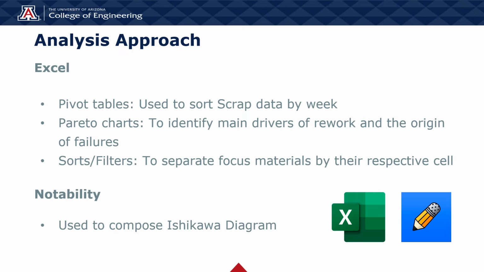We use it to sort the rework and scrap from the quality notification weeks into separate sheets. We use the sort and filters to analyze materials, and we create 3-level Pareto charts with each data set that we have. And then once we've done all of that, we use Notability, which is an iPad app that we use to create an Ishikawa diagram. This is the software that we use during our project.